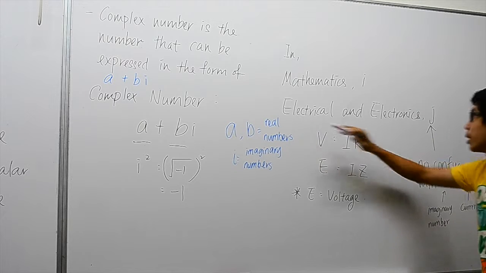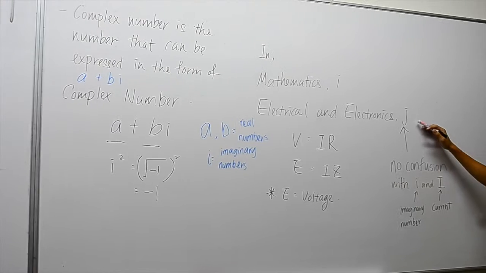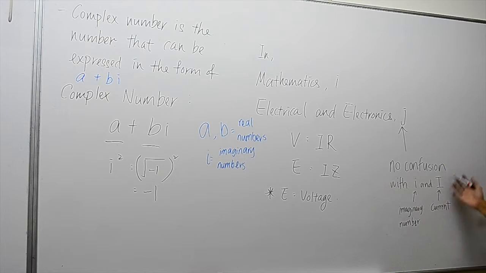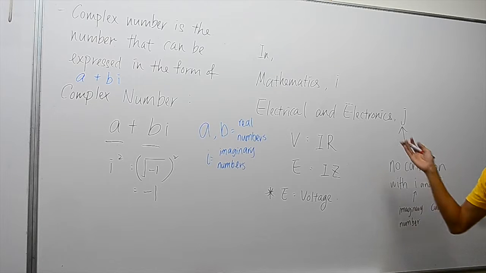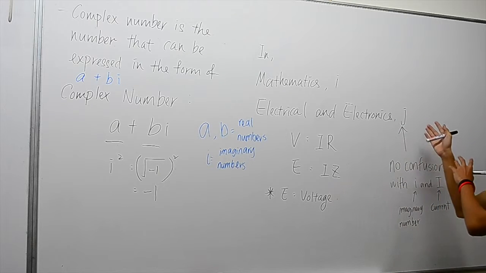But in electrical and electronics, the imaginary number is known as j, to avoid confusion with i, which is current. i is the imaginary number and i is current. Current is regularly used in electrical and electronics, so they don't want to make it confusing, so they just replace the imaginary number i with j.